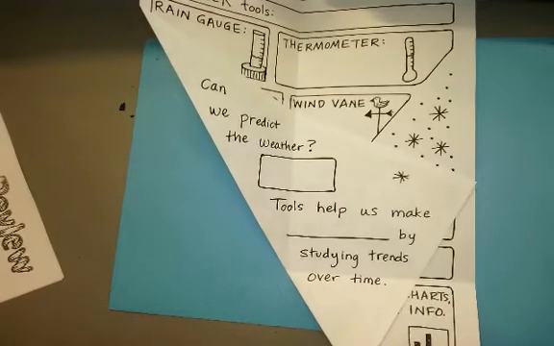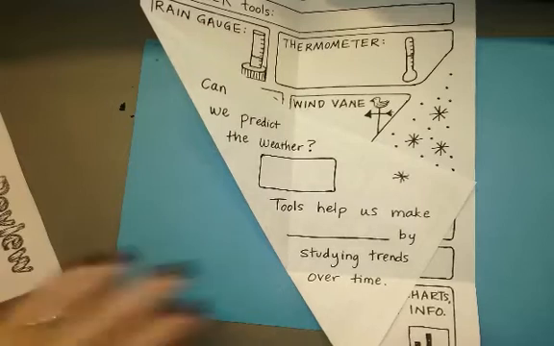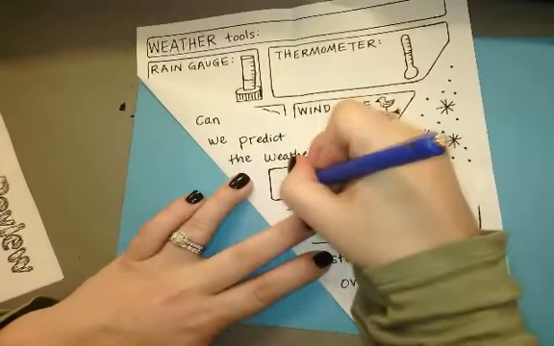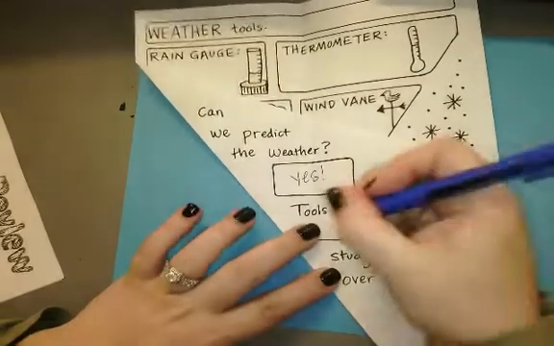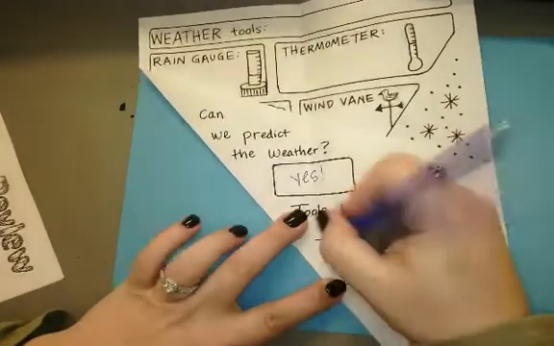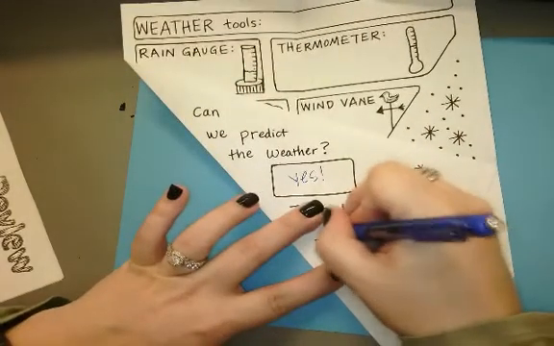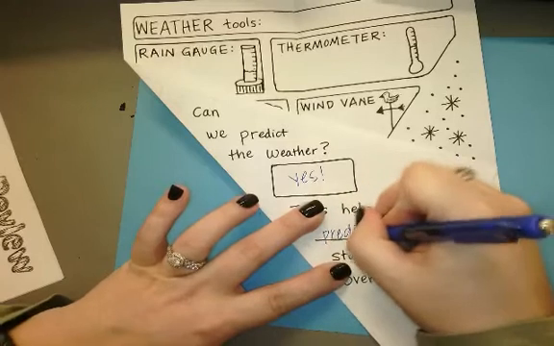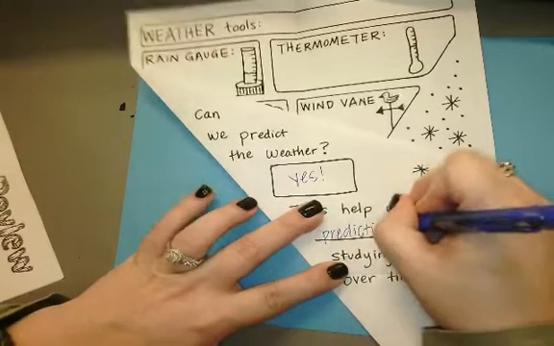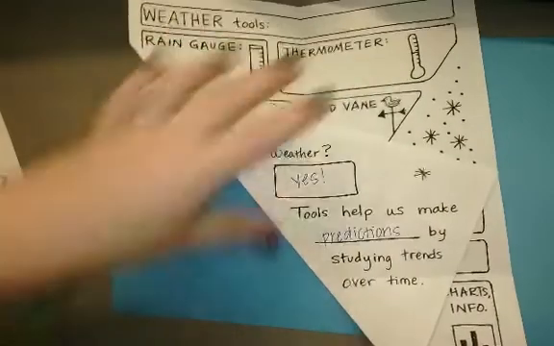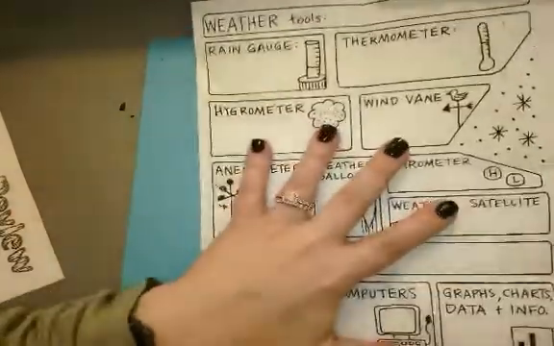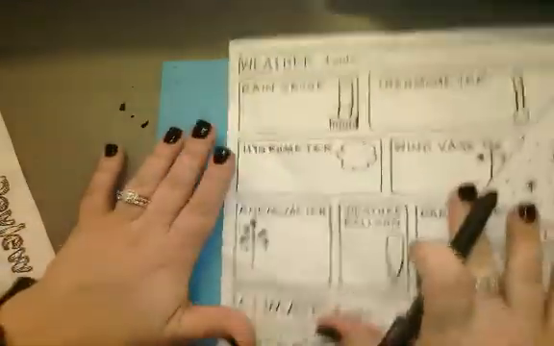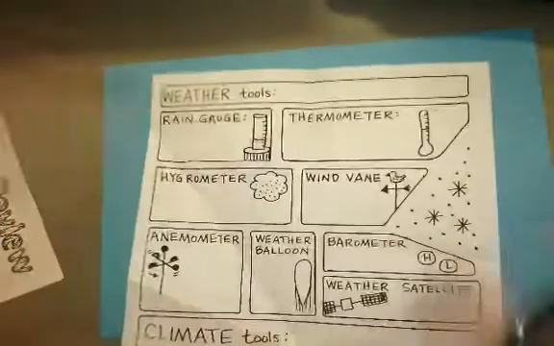So it says, can we predict the weather? Yes, absolutely. Tools help us make predictions by studying trends over time. Predictions. All right, let's open up here, and we are going to fill this in. So let's start. Let me zoom it in for you a little.